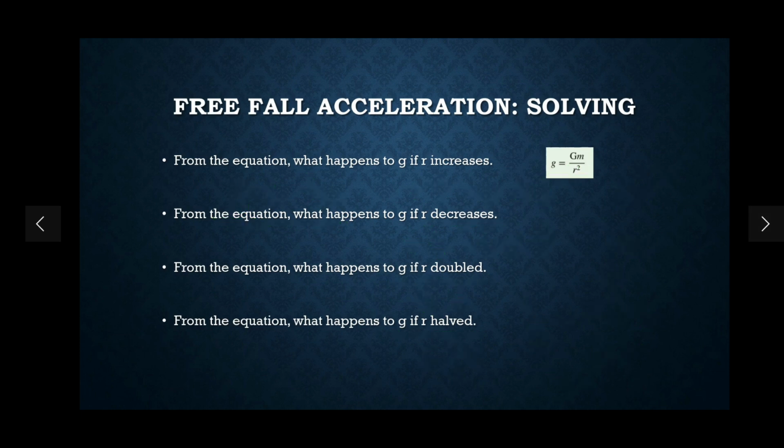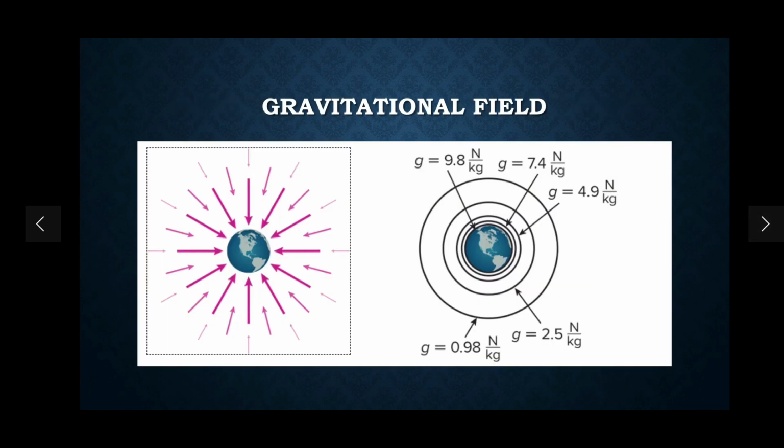Let's go on. This picture shows us the gravitational field at various altitudes, where it is stronger near the surface of the Earth, but weaker further away from the surface. On the surface directly, we have a value of 9.8. As we keep going away, the value decreases: 7.4, then 4.9, then 2.5, and lastly 0.98.